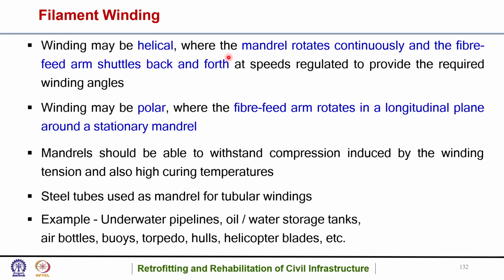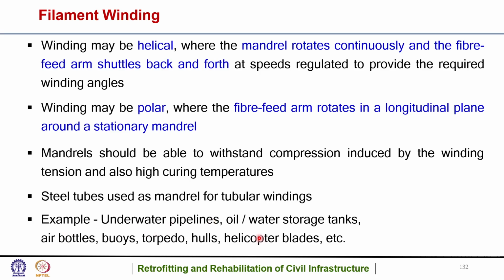The winding may be helical, where the mandrel rotates continuously and the fiber feed arm shuttles back and forth at speeds regulated to provide the required winding angles. Winding may be polar, where the fiber feed arm rotates in a longitudinal plane around the stationary mandrel. Mandrels should be able to withstand compression induced by the winding tension and also high curing temperatures. Steel tubes are used as mandrel for tubular windings.